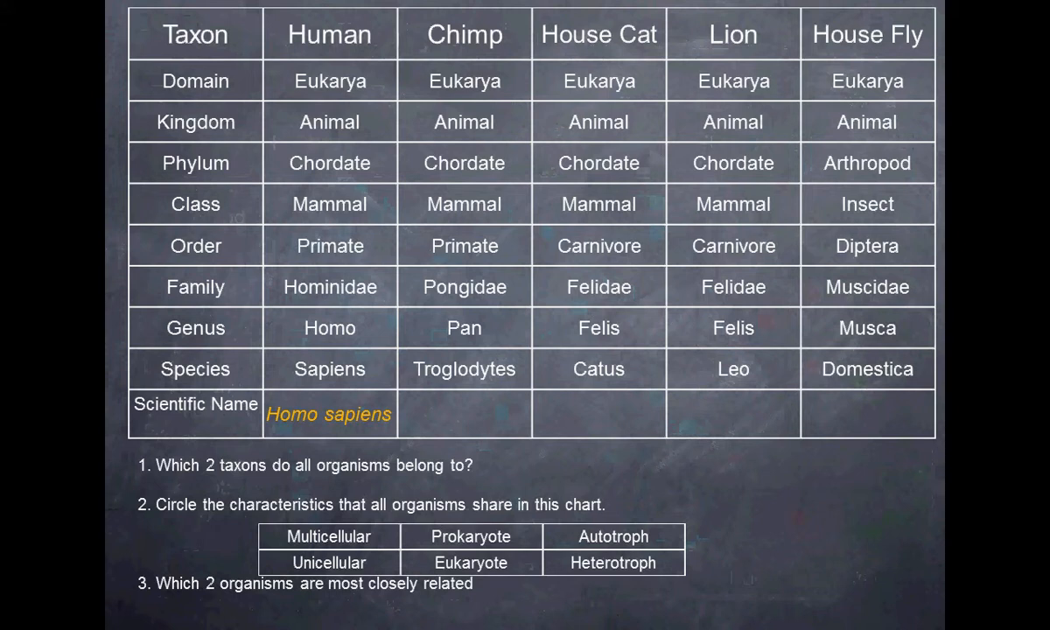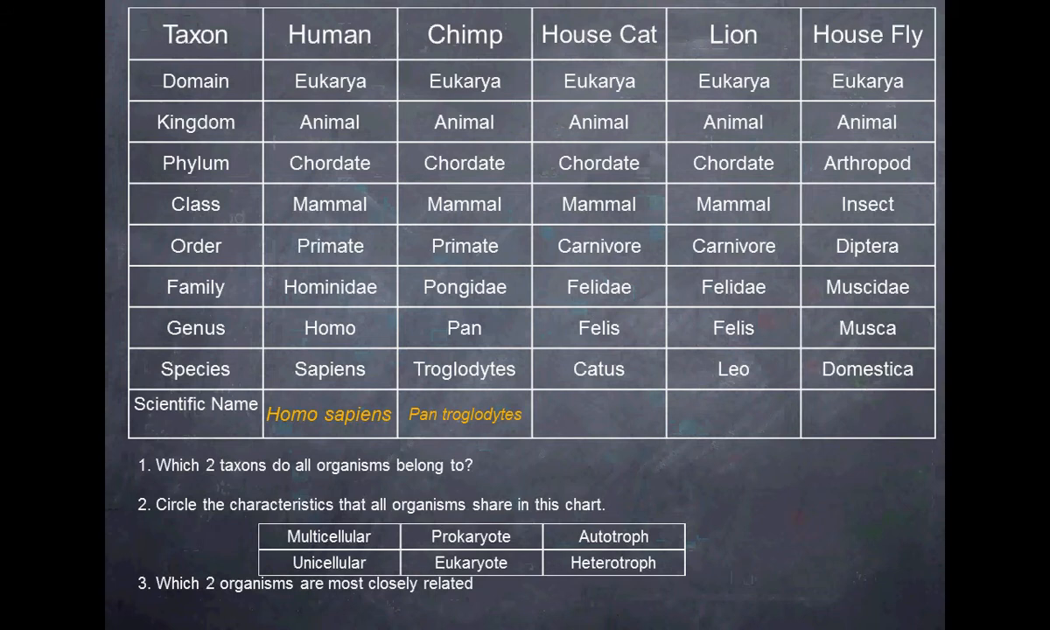All right, what's the scientific name for a chimp? Underline both. What's the scientific name for a chimp? Pan troglodytes. Pan is the genus. Troglodytes is the species name. How did you know that? It's listed right here. Pan is the genus. Troglodytes is the species. So those two things combined give the scientific name.